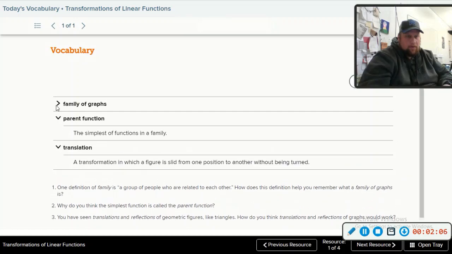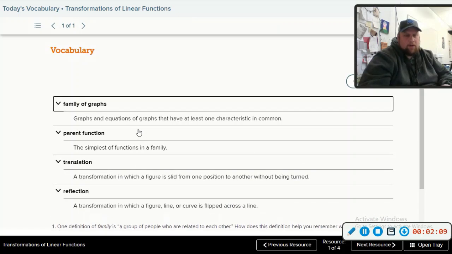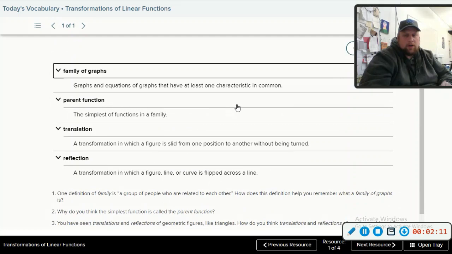We have a family of graphs. Graphs and equations of a graph that have at least one characteristic in common. So like the graph, which we'll talk about a lot today, is f of x equals x, or y equals x, right? It's a parent function of y equals x plus 3, or y equals 3x. They all have that x in common. Parent function is the simplest of functions in a family, so it's just that base, like that f of x equals x. Just the x there. There's nothing added to it, multiplied by it, right?